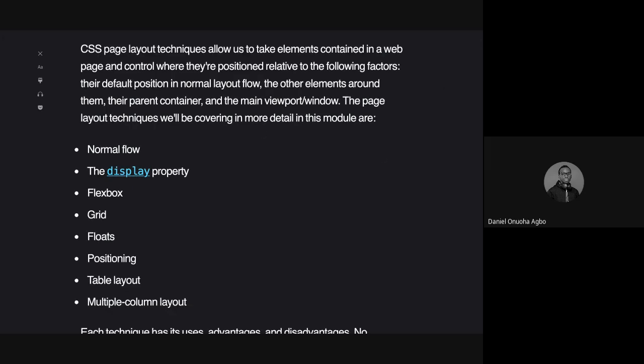All right. Thank you so much. So we will be looking at the CSS page layout. We'll go through all the layouts we have in CSS. CSS page layout techniques allow us to take elements contained in a web page and control where they are positioned relative to the following factors: their default position in normal layout flow, the other elements around them, their parent container, and the main viewport or window.